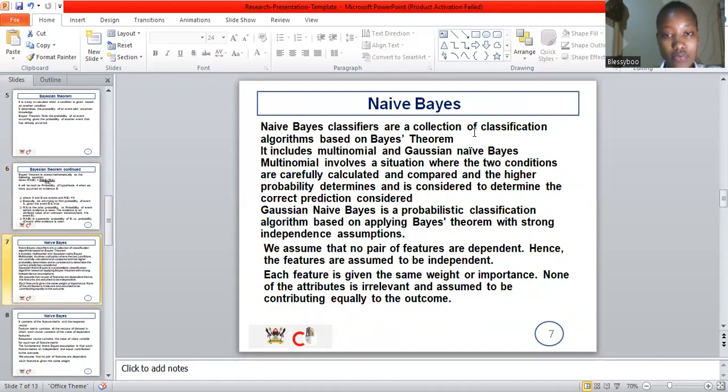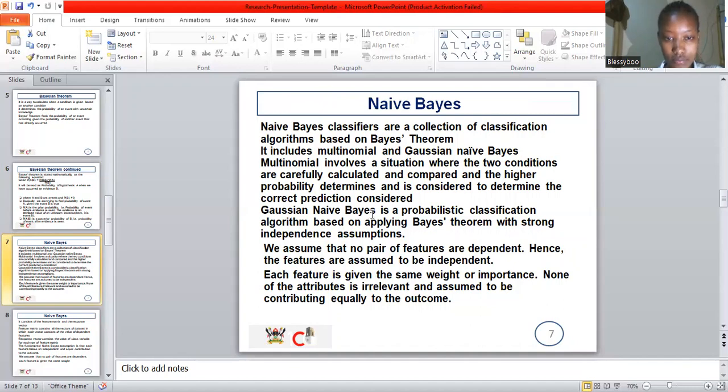And then we have naive Bayes. What is naive Bayes? Naive Bayes is a collection of classifiers, and it is of course based on Bayes' theorem. It includes multinomial and Gaussian naive Bayes. So multinomial involves a situation where two conditions are carefully calculated and compared, and the higher probability is considered to determine the correct prediction. Meaning, under multinomial, you have two conditions and the one with the higher probability is the one that you will go with.